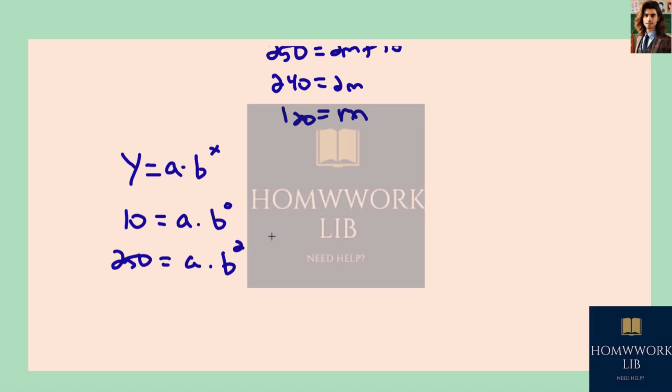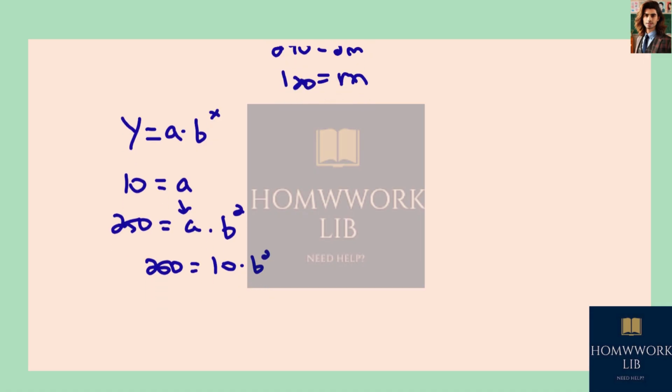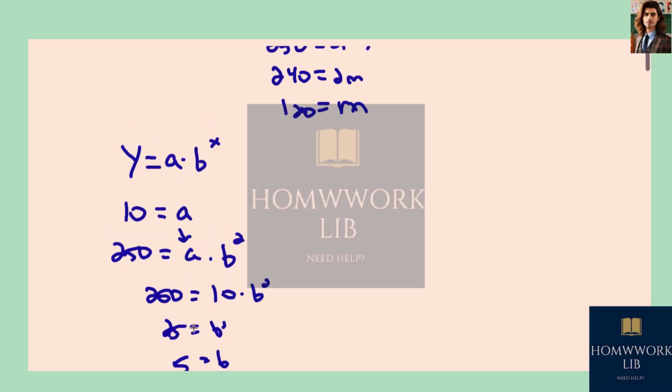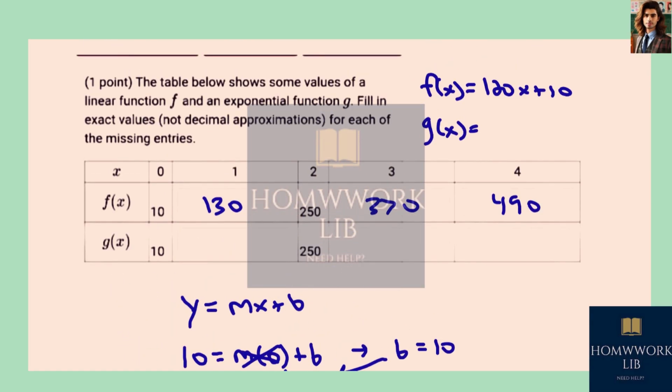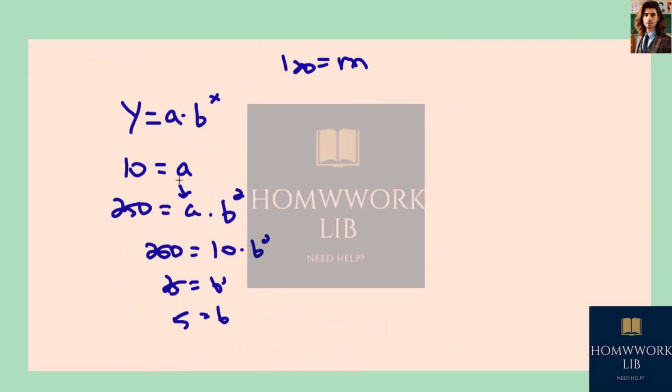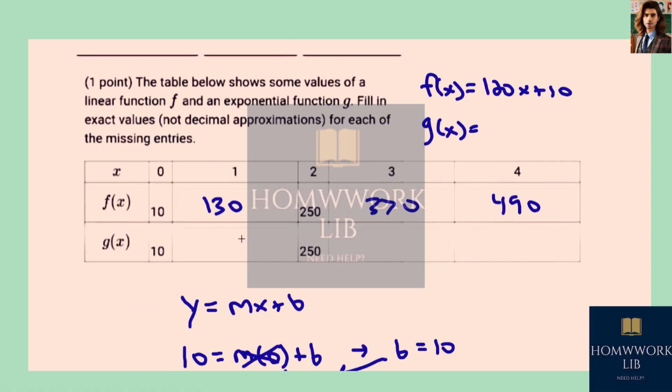Well, from the first one, anything to the 0 power is 1. And so we know then a is 10. And if a is 10, we can substitute: 250 equals 10 times b squared. Well, 250 divided by 10 is 25. And so b must be 5. So it would be 10 times 5 to the x for g of x.